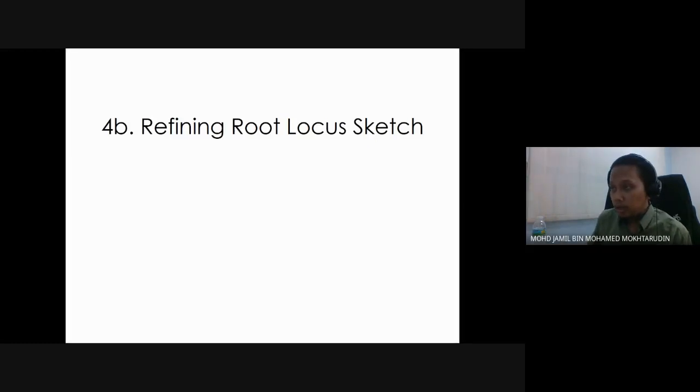For those who haven't learned the lecture from yesterday, maybe today it will be slightly harder for you, but I think you will do well, so don't worry so much. For today's lecture, we will go into lecture 4B about refining the root locus sketch.